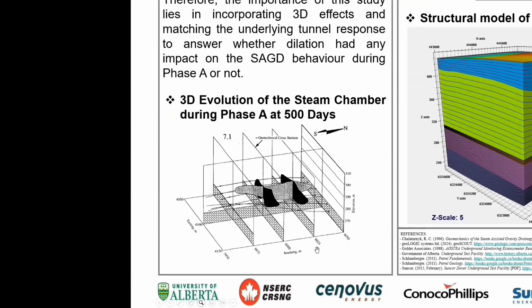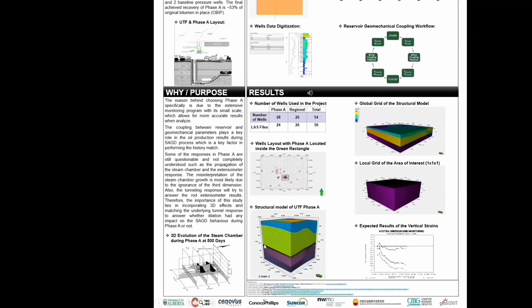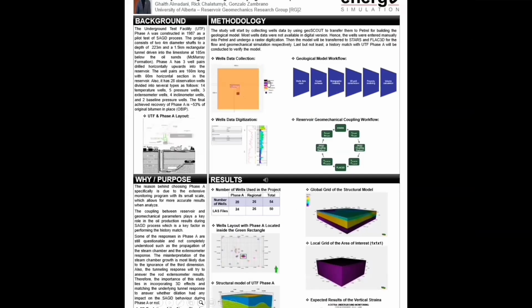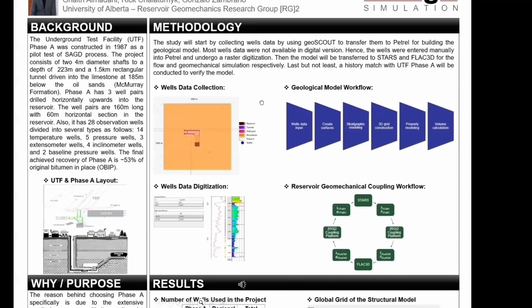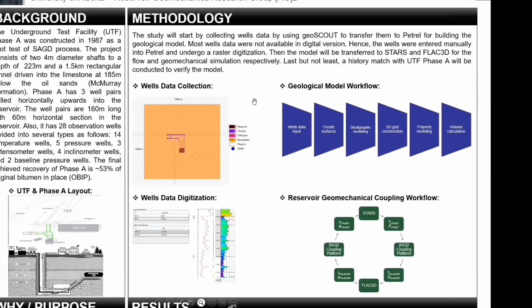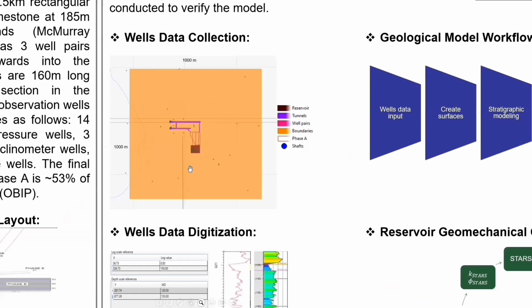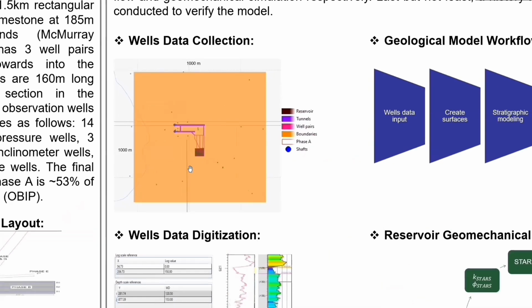So now moving on to the next section, which is the methodology. The methodology of this study starts by collecting the wells data using the GeoScout database. So as we can see here, the wells were filtered first by the location, by choosing the boundaries, which is in the orange color.